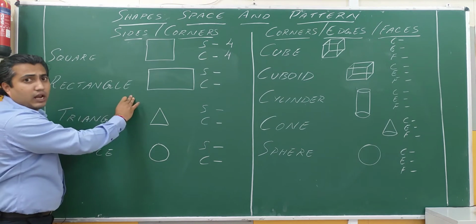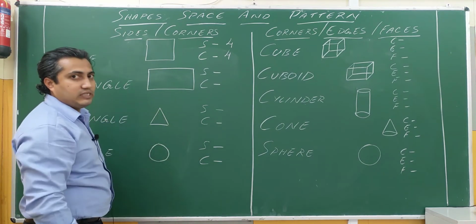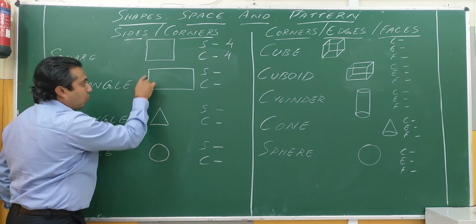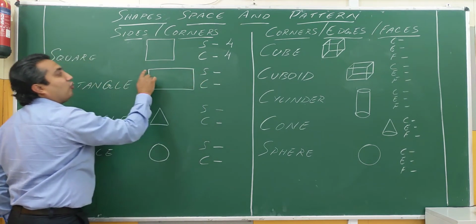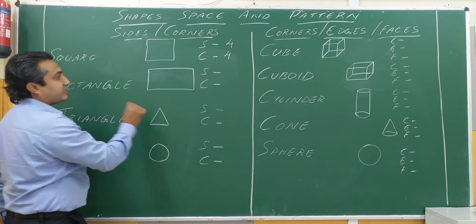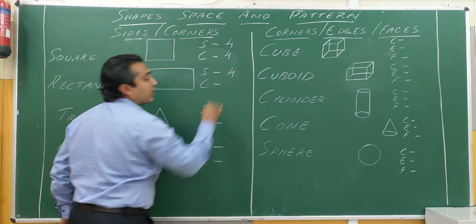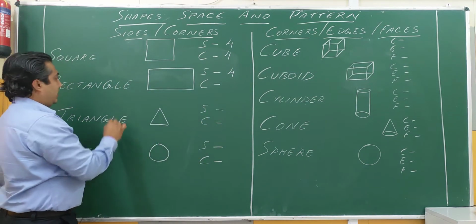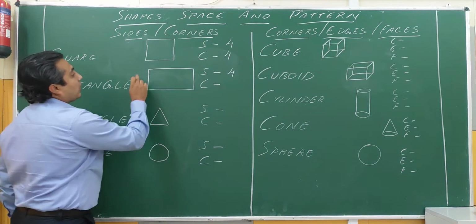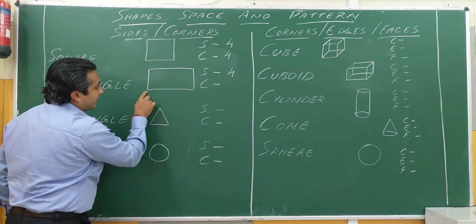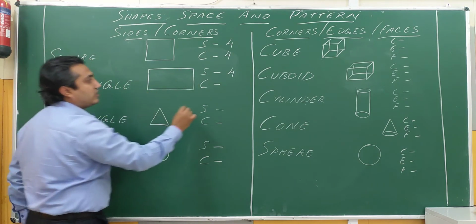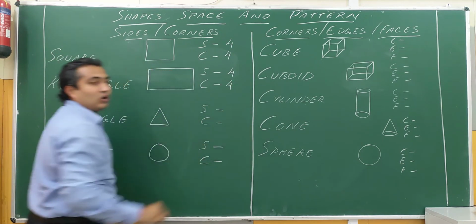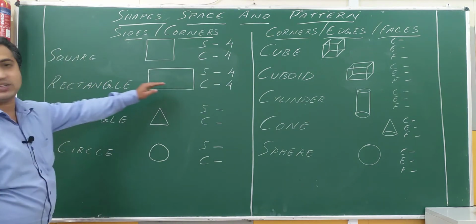That is a rectangle. Let us count how many sides are there in a rectangle. 1, 2, 3 and 4. There are 4 sides in a rectangle. Let us count the corners. How many corners are there? 1, 2, 3 and 4. There are 4 corners in a rectangle.